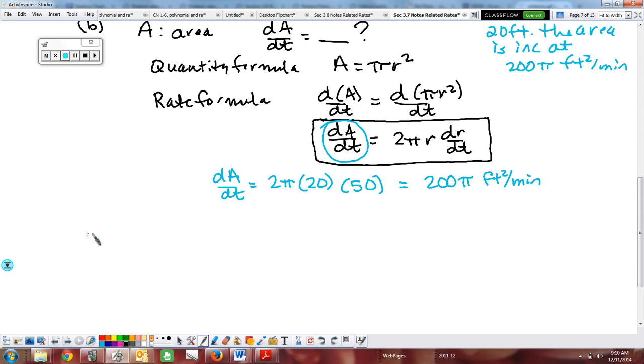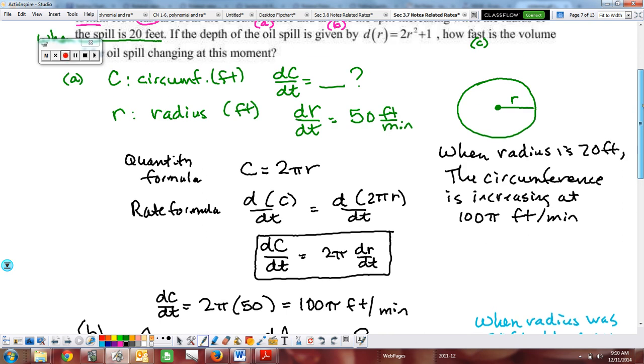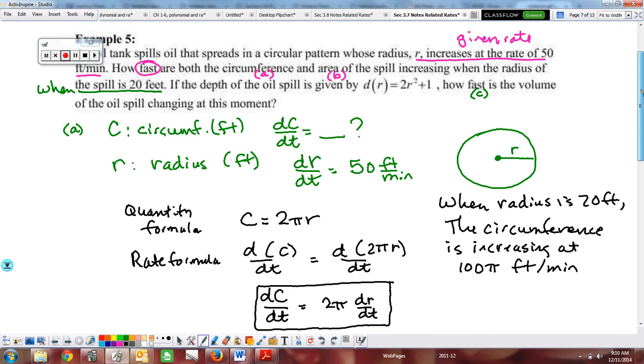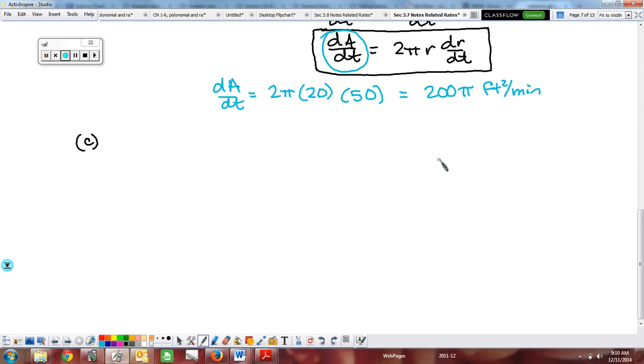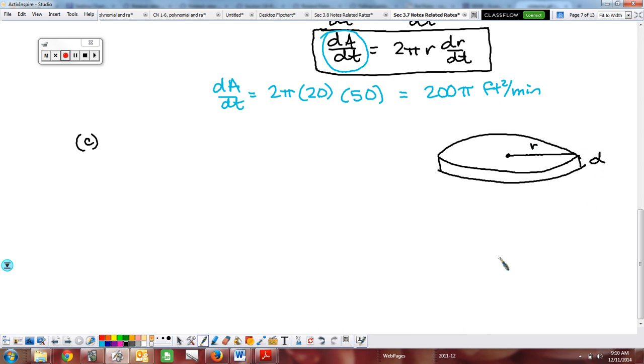All right, now let's talk about C. For C, we are given some additional information. Now I'm talking about volume and there's a depth to the oil spill. So picture-wise, let's think about what we're doing. Now I'm thinking of this oil spill kind of as a circular disc. So here's our radius, here's our depth. I'm just going to label that as D over here on the side. And what we're trying to do is calculate our volume of this. So now the quantity I'm interested in is volume.